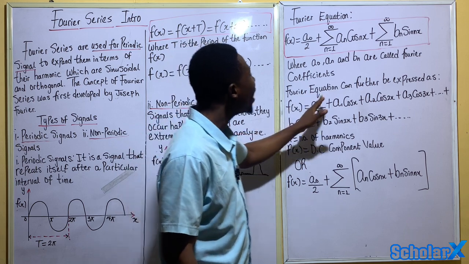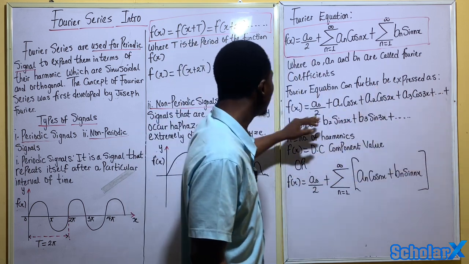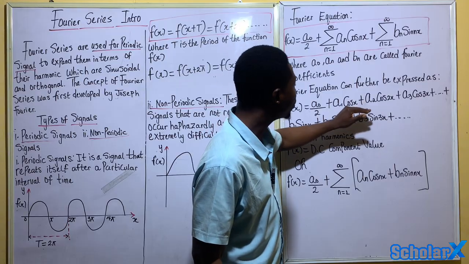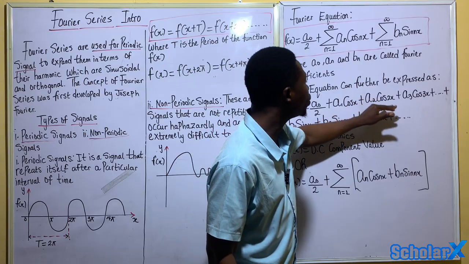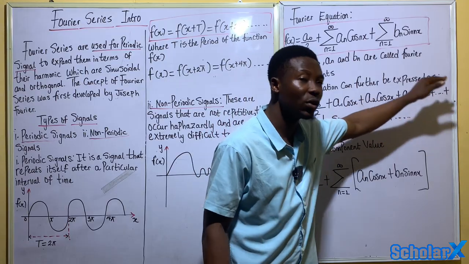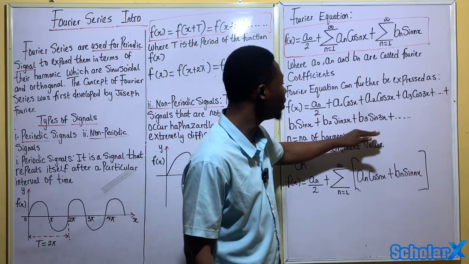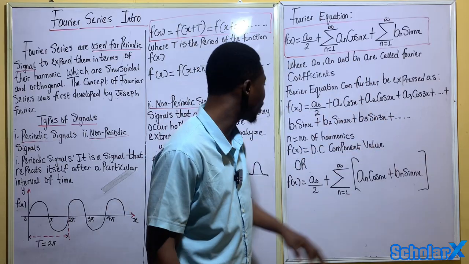The Fourier equation can further be expressed as f of x is equal to a naught over 2 plus a1 cos x plus a2 cos 2x plus a3 cos 3x and so on and so forth, plus b1 sin x plus b2 sin 2x plus b3 sin 3x and so on and so forth.